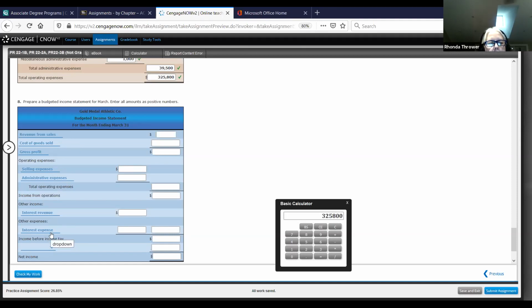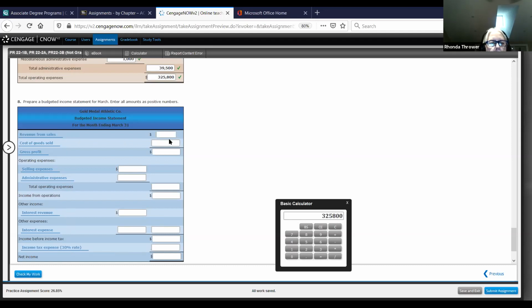So when you subtract out, you're going to add your other revenue and subtract out your other expenses to get a net amount. Whatever that net amount is, it's either added to or deducted from your income from operations to give you the income before tax. Corporations have to pay income taxes just like individuals do. So the next title is income tax expense, which in this company has a 30% rate.